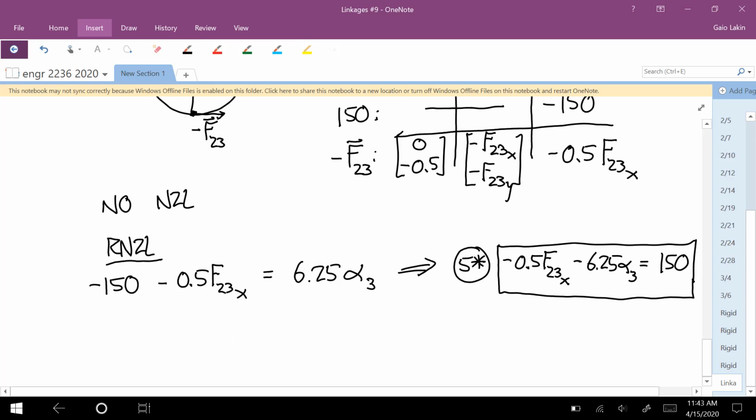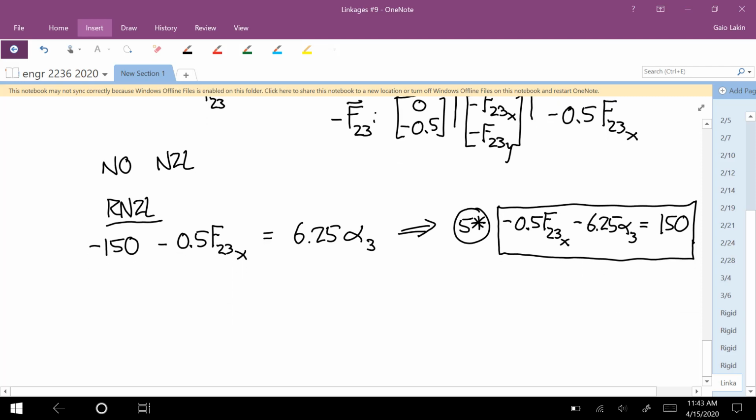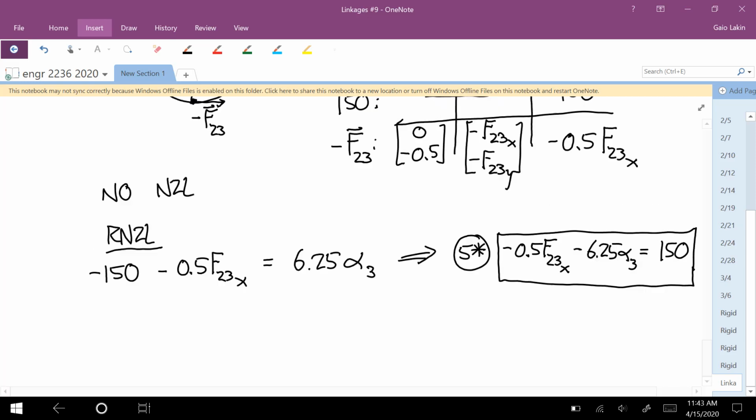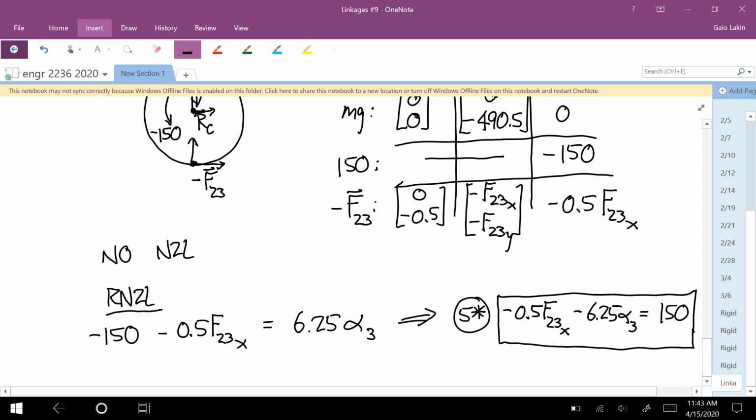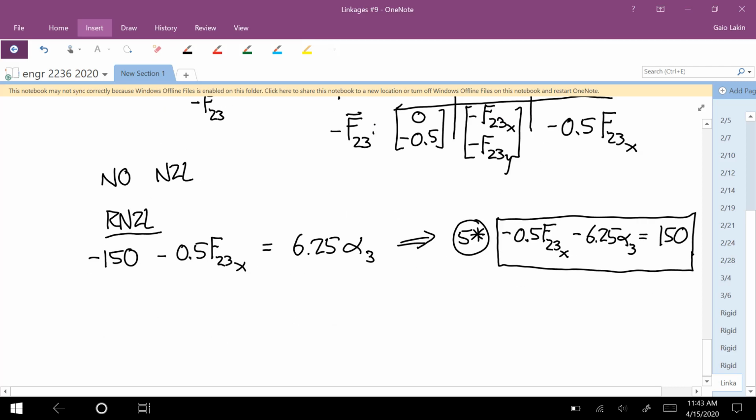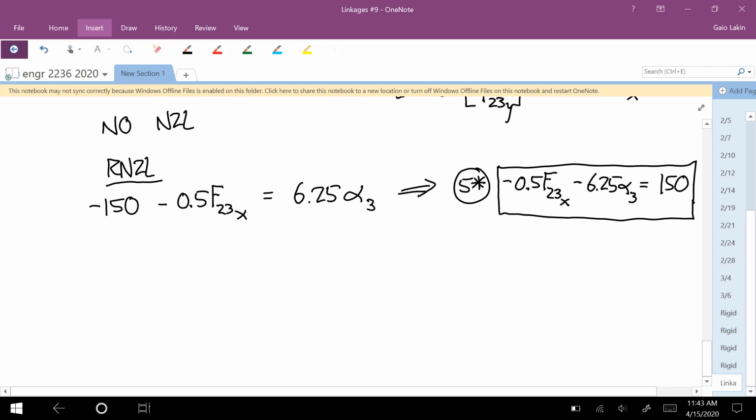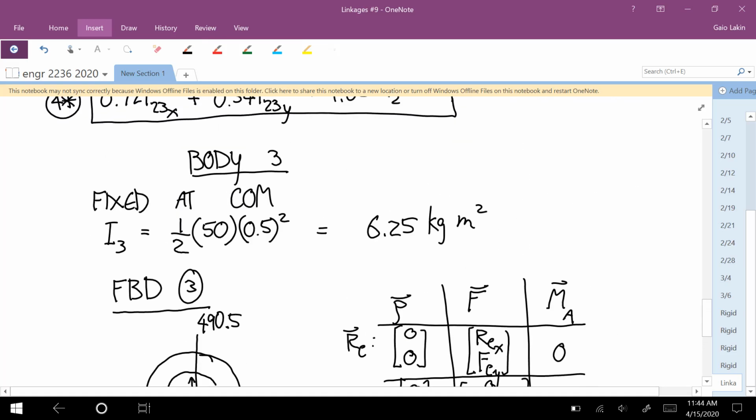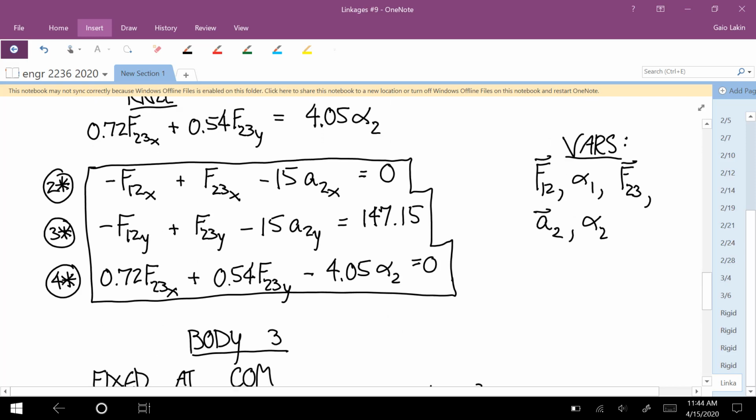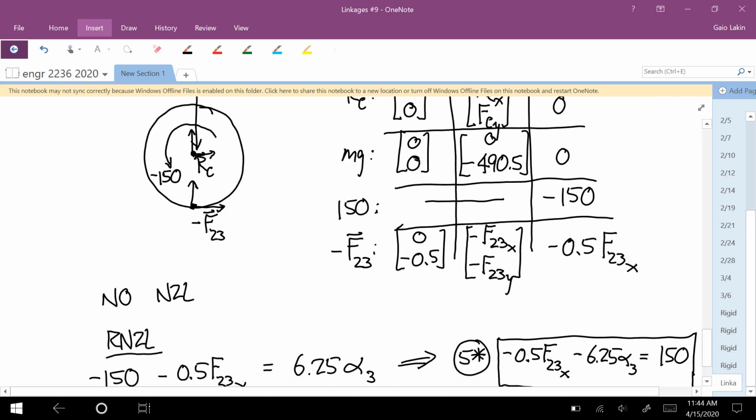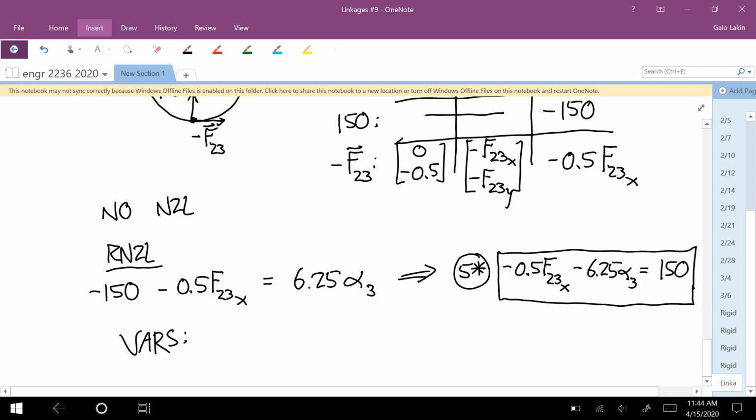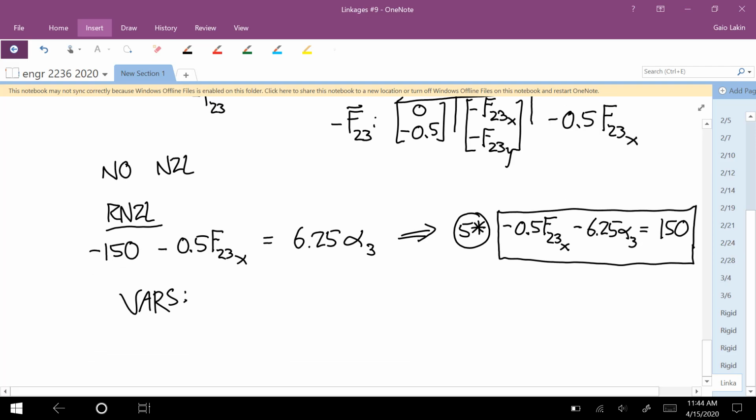And we only got two new variables here. Although I think we're probably going to have to use that y. Well, let's just take into account what we have so far. So variables, we had 8 before. The new ones that we included, oh, well, we've already dealt with F23y before, so it doesn't matter either way.